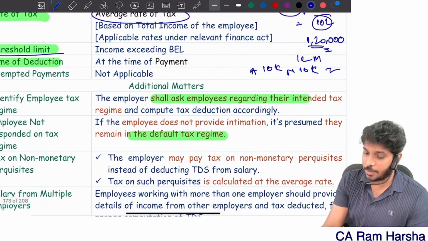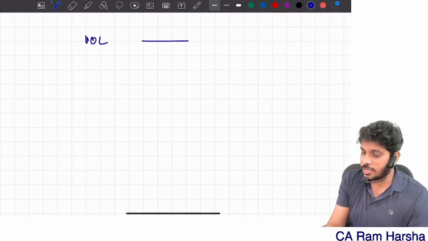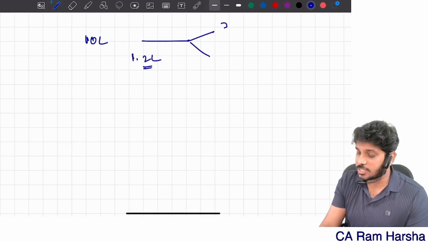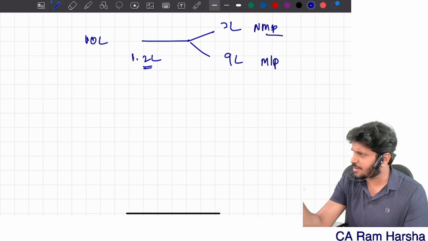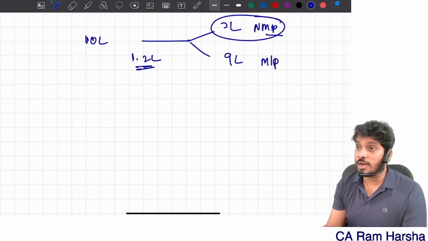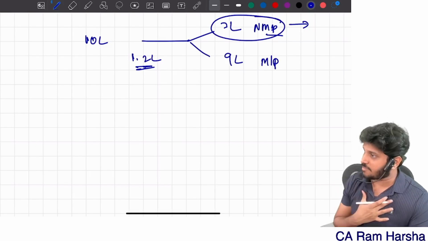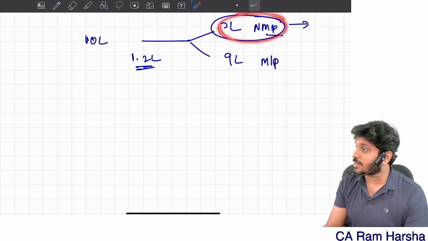Sometimes, for example, this 10 lakhs is the total income. How much is the tax liability? Actually 1.2 lakh. Out of this 10 lakhs, for example, 3 lakhs is a non-monetary perquisite and 7 lakhs is monetary, all put together. Now, sometimes the company says they will bear the tax component related to the non-monetary perquisite.